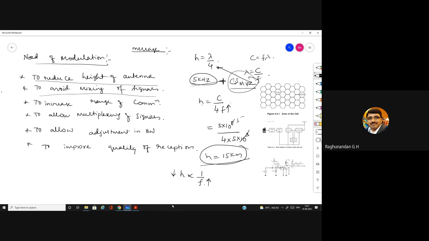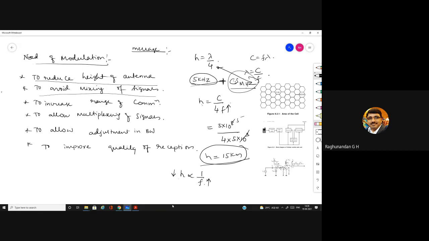To avoid mixing of signals, we add some carrier signal so that each voice will be separated from the other voices, because all of the voices are more or less in the same frequency. But when you add this carrier frequency of higher range, there will be a separation between each message, I mean, each voice signal. So to avoid the mixing of the signal also, we can use a carrier signal.